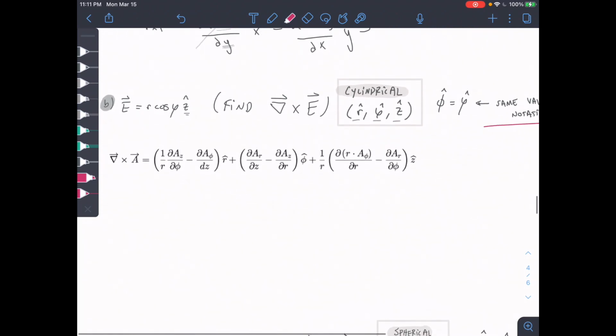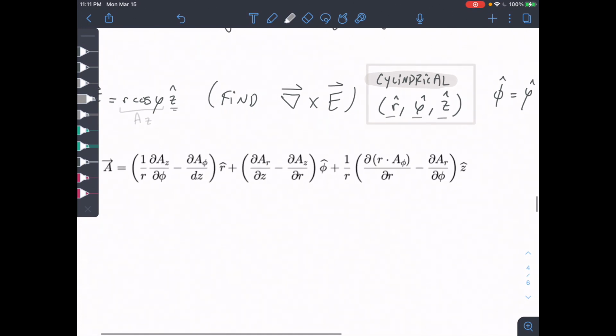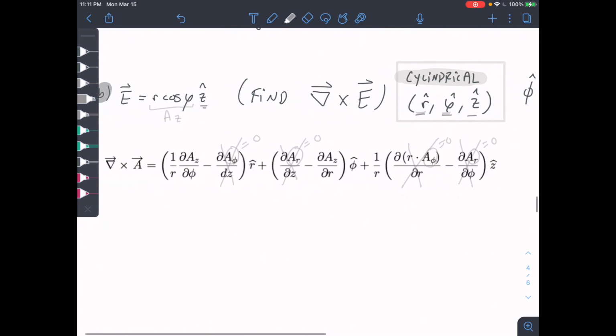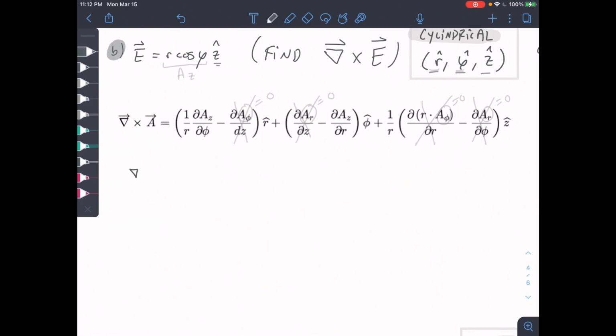Let's look at our starting vector. Here we have a z hat piece, so the piece in front of z hat is going to be az, but we don't have an r hat component or a phi hat component. So there's no r and no phi. These are equal to 0 because we don't have them in our vector. But we do have an az piece. So this whole piece cancels, which is obvious already. Let's see what we do have left.